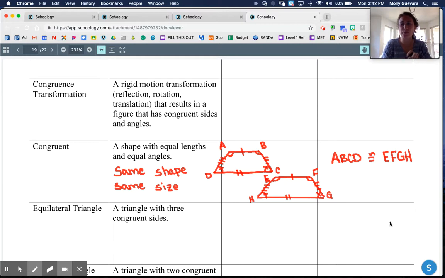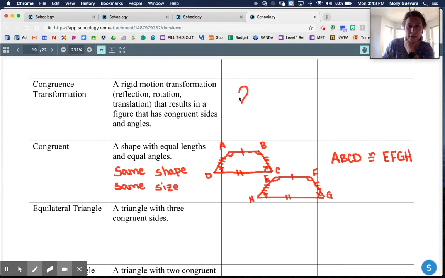And again, when we're proving the congruence, we don't have to draw all these tick marks and all these angle measures, but just to show you, okay? Now, a congruence transformation is a rigid motion, so a reflection, a translation, or a rotation, right? Those are the three that result in a figure that has congruent sides and angles, meaning I can do anything to a figure as long as I reflect it, translate it, or rotate it, the resulting figure will be congruent to the original figure.